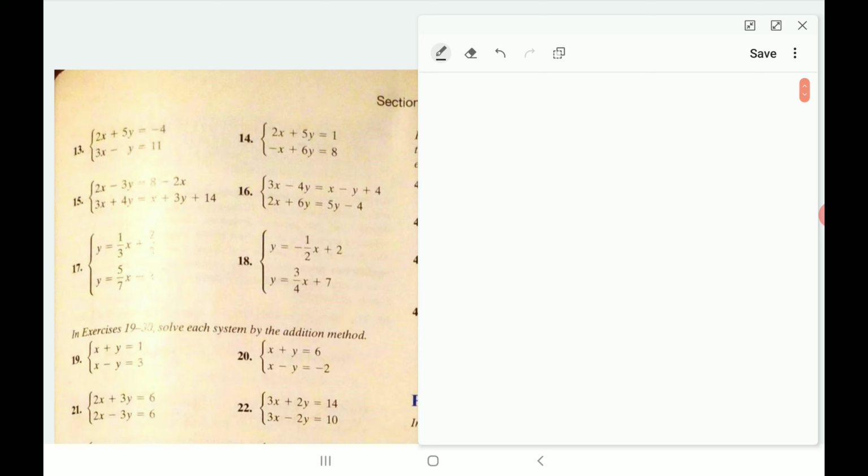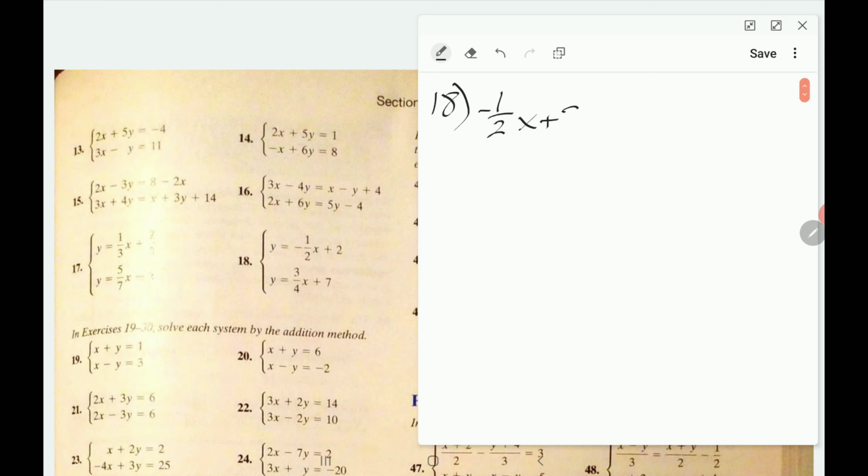There's some trade-offs here. All right, number 18. What I'm going to do first, now this is prime setup to do the substitution method, and feel free if you want to go ahead and start substitution. Since this is equal to that, I'm just going to say -1/2 x plus 2 is equal to 3/4 x plus 7.